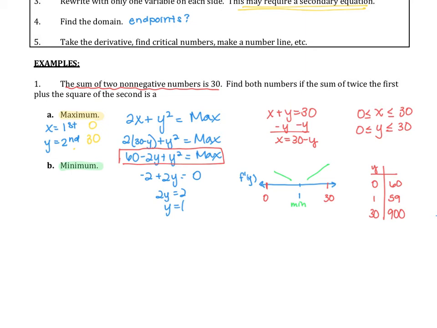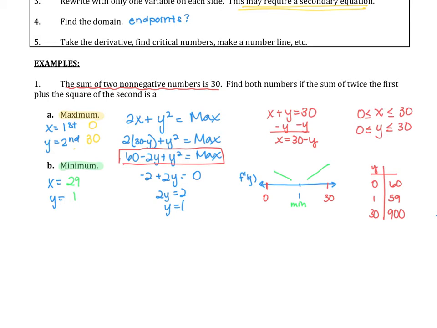Okay, so what about the minimum? Well, my minimum value would be 59, but my minimum would happen when x equals 29 and y equals 1. Now, could this work the other way? What if we switched the variables around?